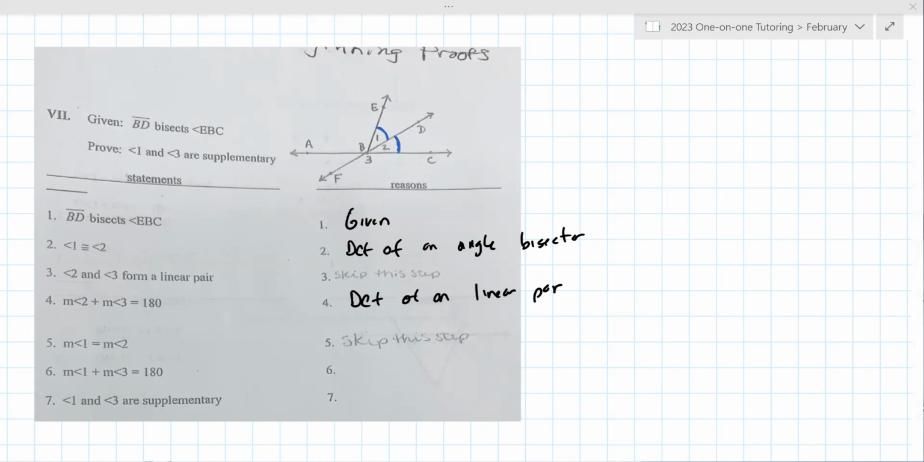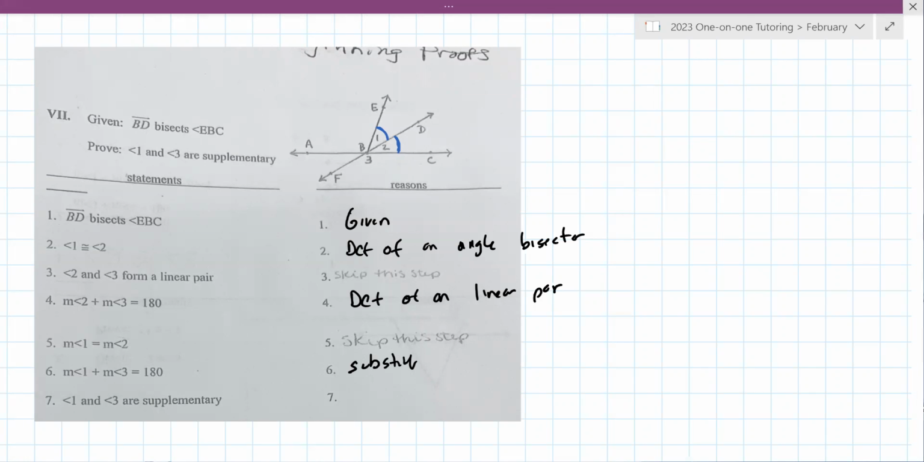Would this next one be the same thing? This one you're substituting in, because instead of measure of angle 2, we're going to use measure of angle 1, so that's substitution. But then the last one is they're supplementary because they add up to 180 degrees. I would probably go with definition of supplementary angles, or converse of definition of supplementary angles, I guess, because a converse is usually the last step in a lot of these.